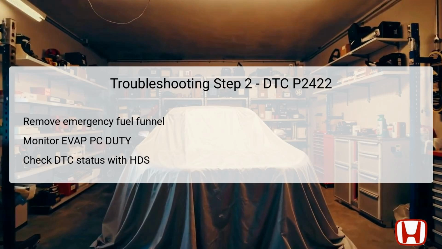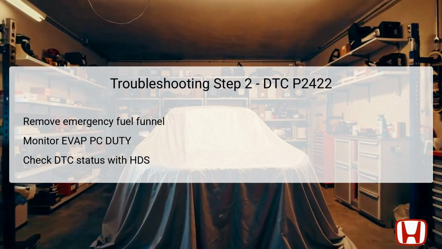The second step in troubleshooting DTC P2422 involves removing the emergency fuel funnel from the fuel filler neck. This action is important because it allows for accurate monitoring of vehicle pressure while performing further tests. After removal, another round of DTC clearance is conducted with the HDS before starting the engine and allowing it to idle. It is crucial to maintain the engine at 3,000 RPM while monitoring the EVAP Purge Control (PC) duty, which should ideally be at 20% or higher for at least 4 minutes.